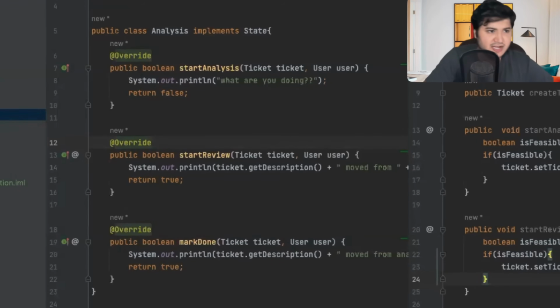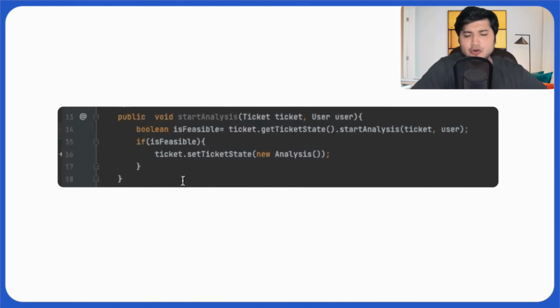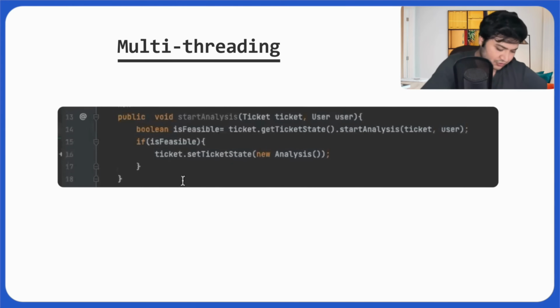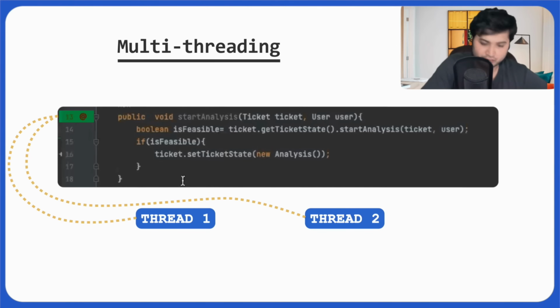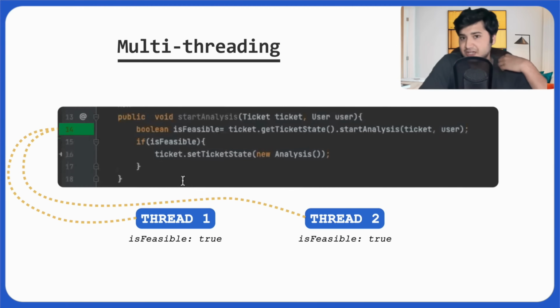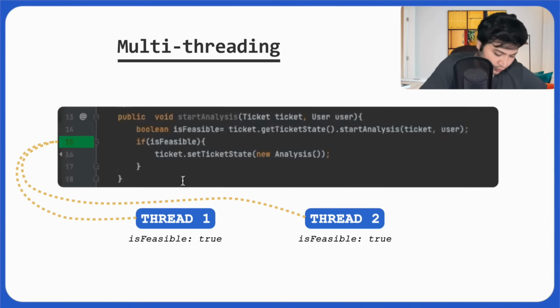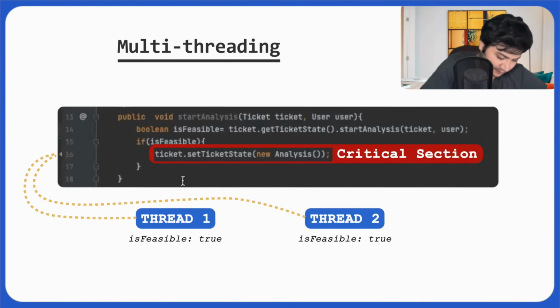Now, let's pick this function. Let's talk about multi-threading a bit here. If you see here, let's say two threads call this function. Both the threads went inside. They both got is feasible as true, and they both went inside. Now, here the state change happens. This is where the state change happens. So don't you think this is a critical section? This is a critical section, right?